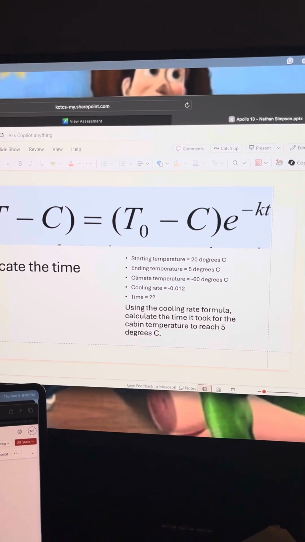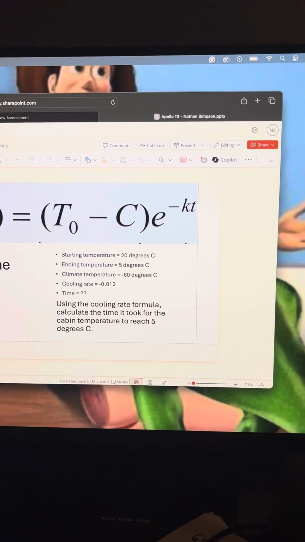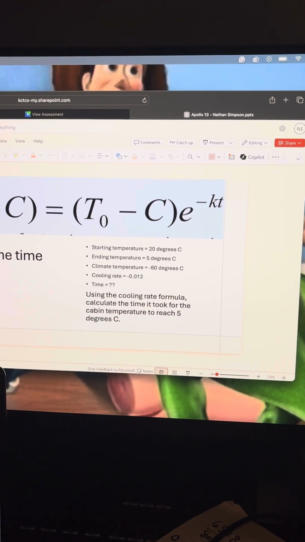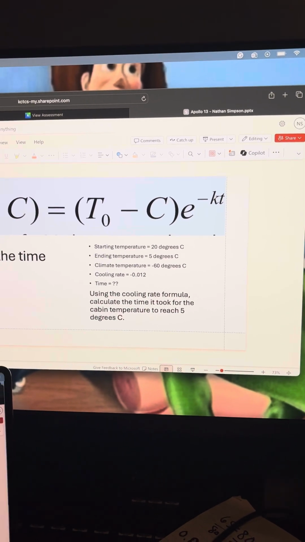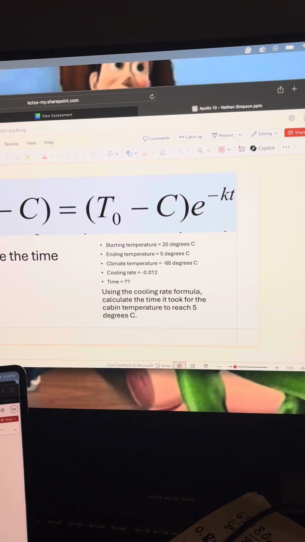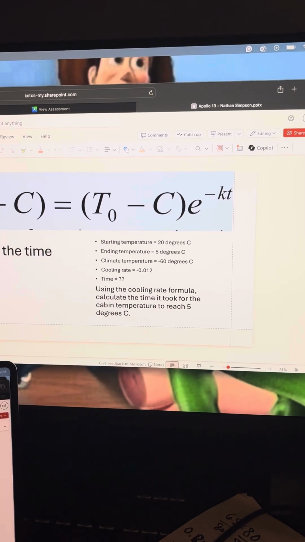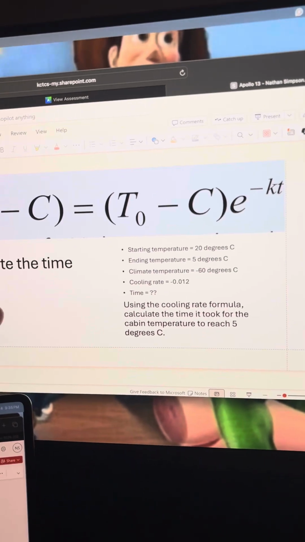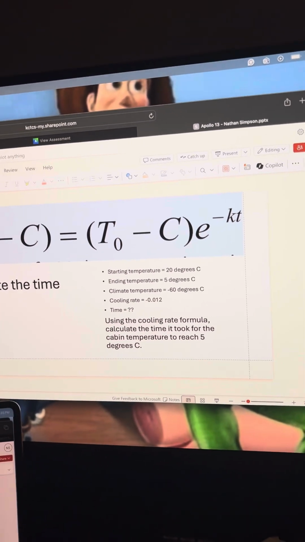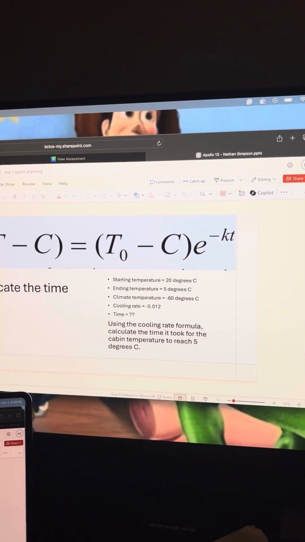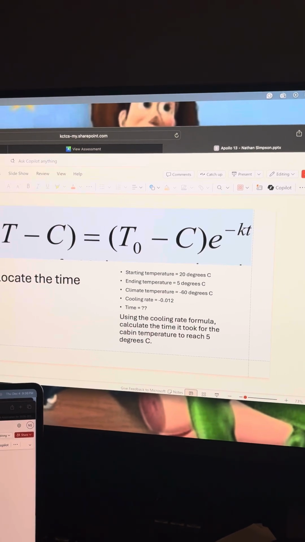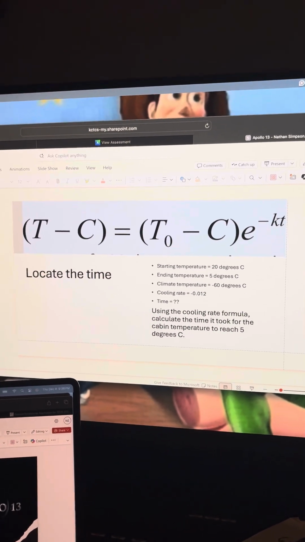So our starting temperature is 20 degrees Celsius and ending temperature 5 degrees Celsius. The climate temperature is negative 60 degrees Celsius and our cooling rate is negative 0.012, and we are missing our time. So using this cooling rate formula, we will calculate the amount of time that it took for the cabin to reach 5 degrees Celsius.